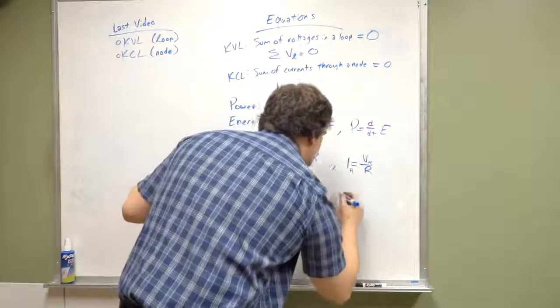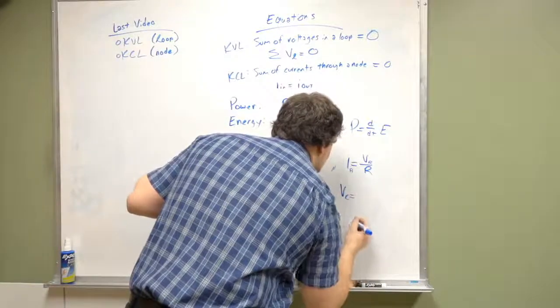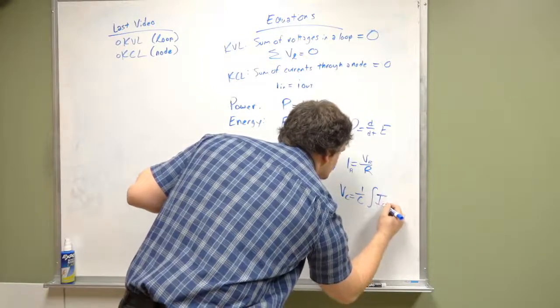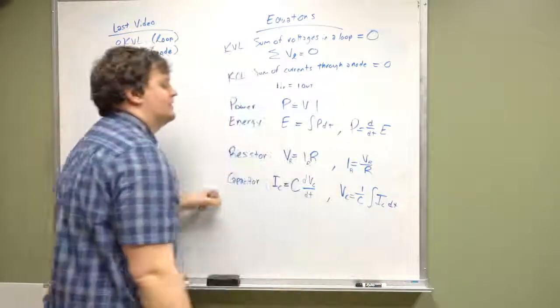If we want to write it on the other side, VC is equal to 1 over C times the integral of IC dt. All right?